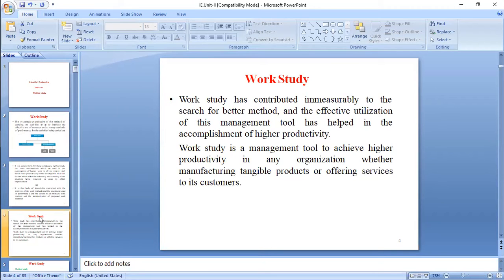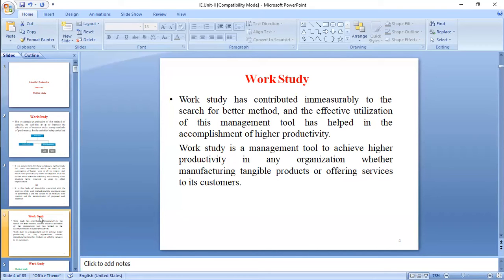So what is the use of this management tool? The use of this management tool is to achieve higher productivity in any organization, whether the organization is manufacturing tangible products or offering services to its customers. So we need to have some better method to improve the efficiency of any organization. So we need to improve the productivity by using efficient ways. We can say it is a management tool which is used to improve the productivity of any organization. It may be a manufacturing plant, or it may be a service industry. So this is applied anywhere.